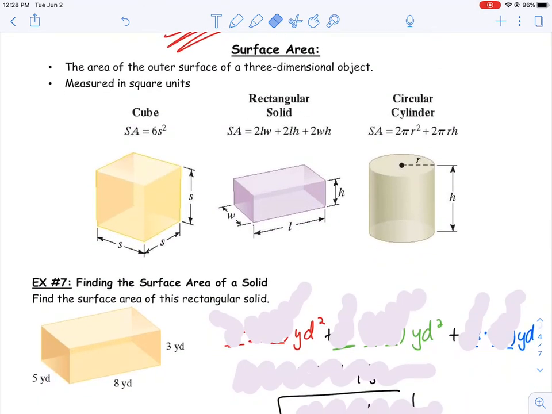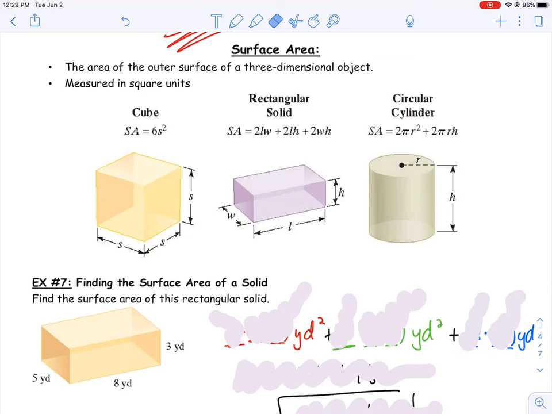All right, the last little thing we're going to talk about in this section is surface area. So we've been talking about volume, which is kind of the space something takes up, but surface area is kind of the outer surface of a three-dimensional object. So if you think about maybe wrapping a present, right? How much wrapping paper would you need to go around all of the outside surfaces is a little bit different than how much volume the present takes up, right?